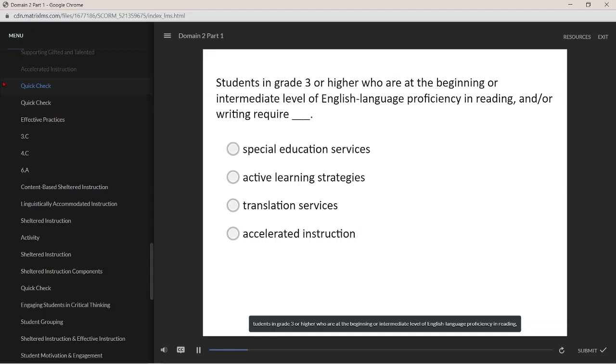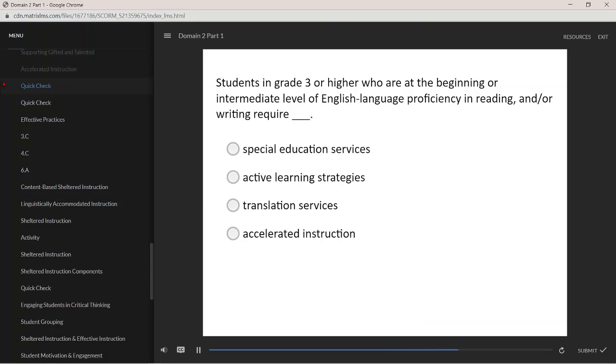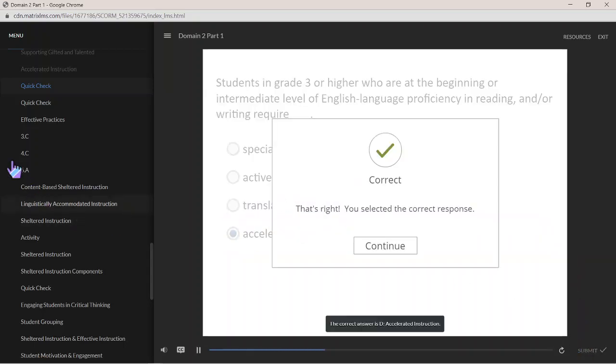Students in grade 3 or higher who are at the beginning or intermediate level of English language proficiency in reading and/or writing require blank. A. Special education services. B. Active learning strategies. C. Translation services. D. Accelerated instruction. The correct answer is D. Accelerated instruction.